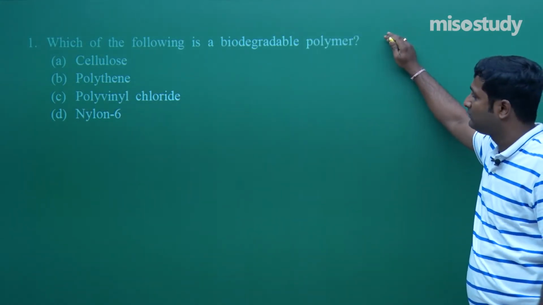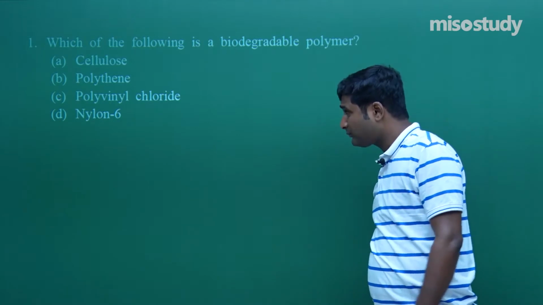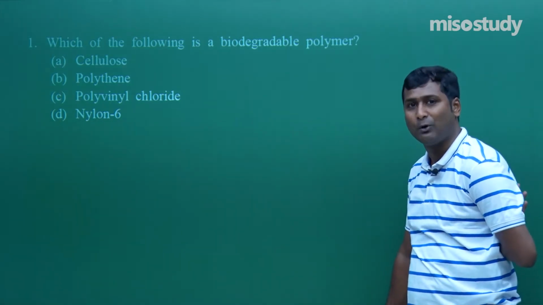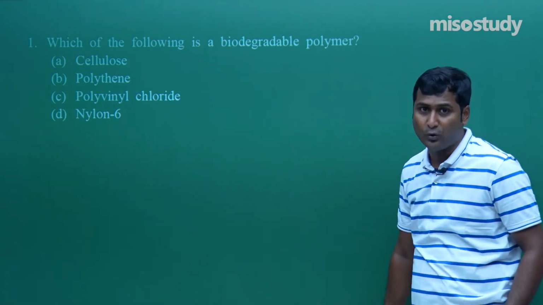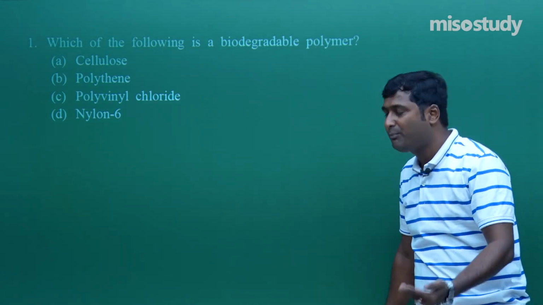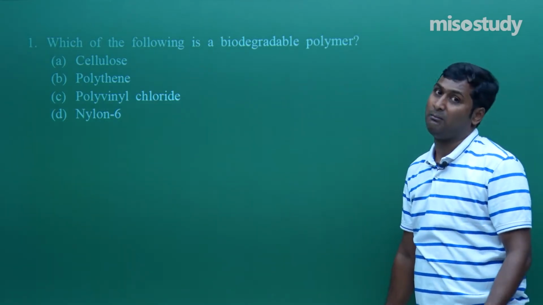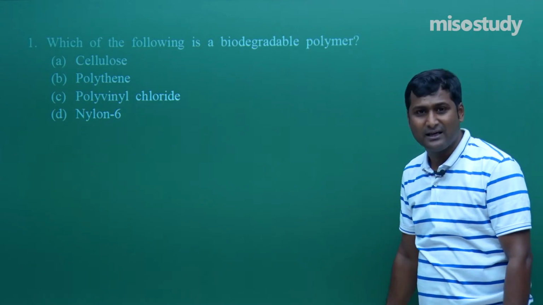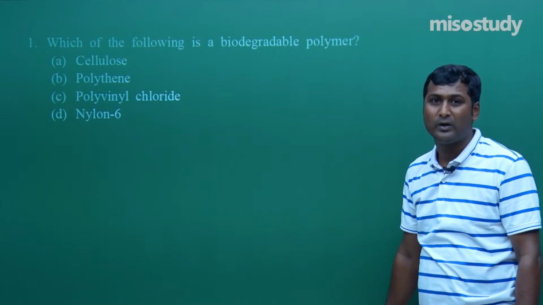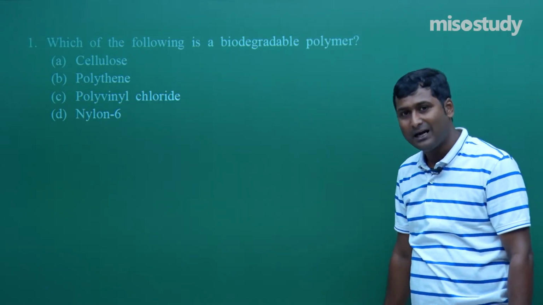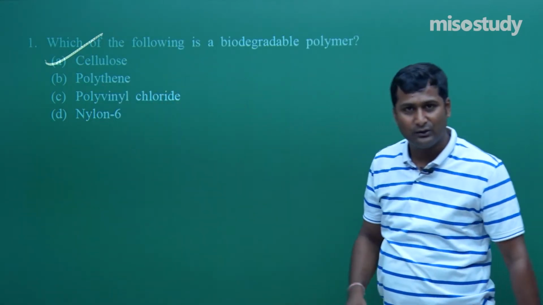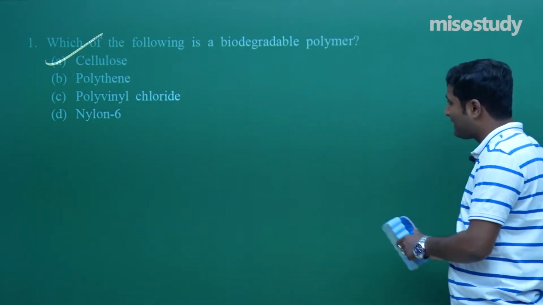Now which one? As I told you, polythene, polyvinyl chloride, and nylon 6 are all synthetic polymers. But cellulose is a natural polymer, and we all know natural polymers are easily biodegradable. So for question number 1, we can say cellulose is the correct option, that is, A is the correct option. Clear to you? Now let's move to the next question.